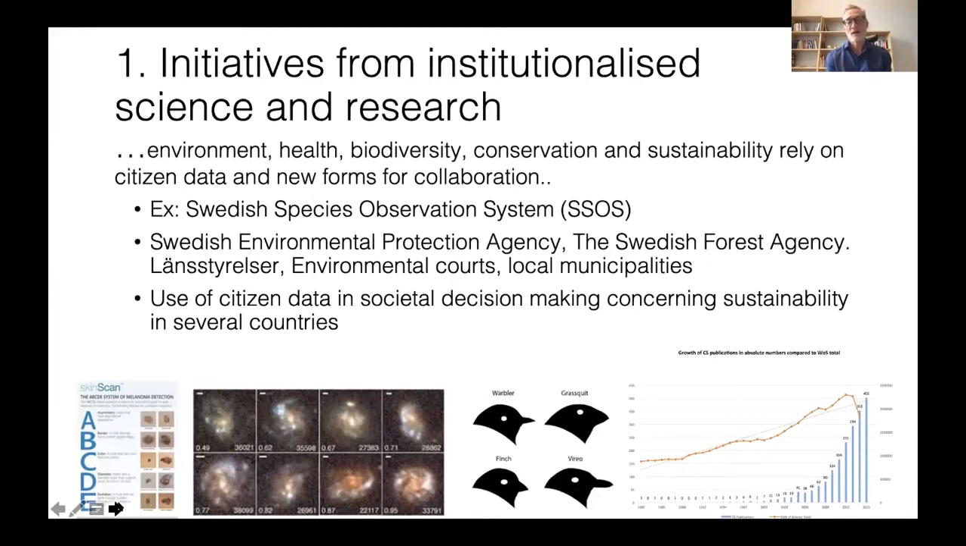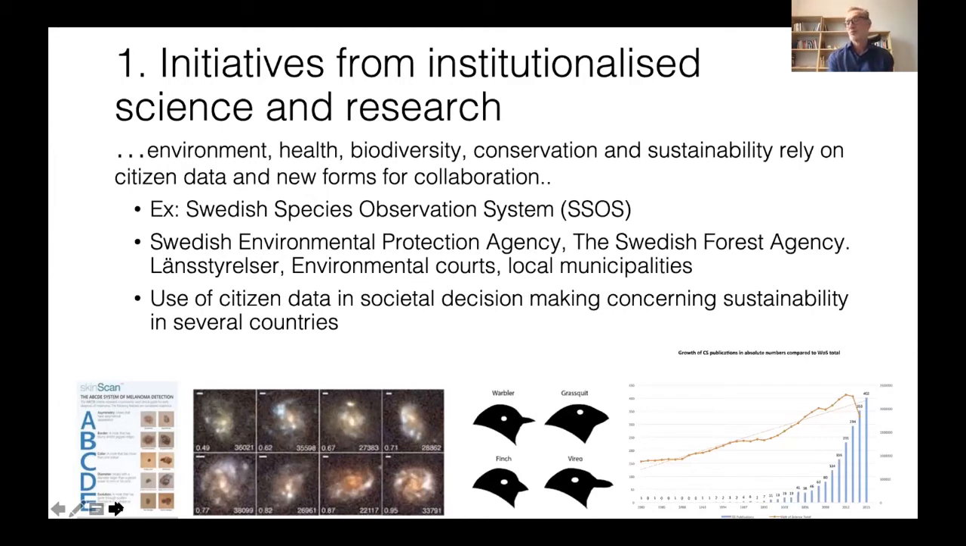We have a very, shall we say, internationally well-known project in Sweden, which is called Artportalen, or the Swedish Species Observation System. That is actually an interesting aspect of citizen science, that most people in Sweden do not know that there is a subset of the Swedish population that are actually producing a lot of data, which is then collected in Artportalen, and it is extensively used by Swedish authorities.